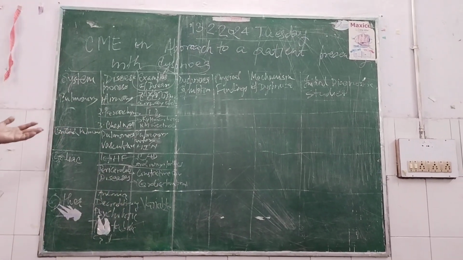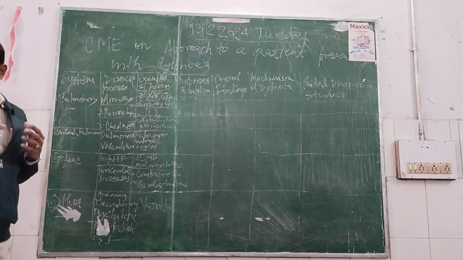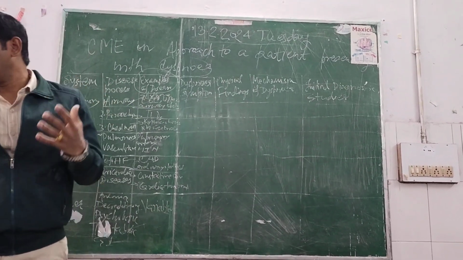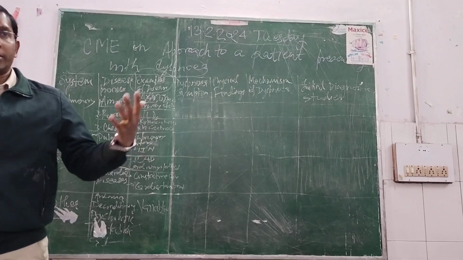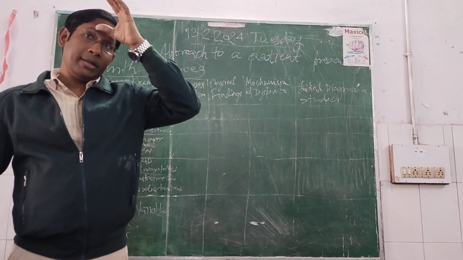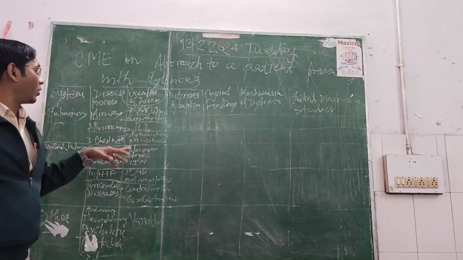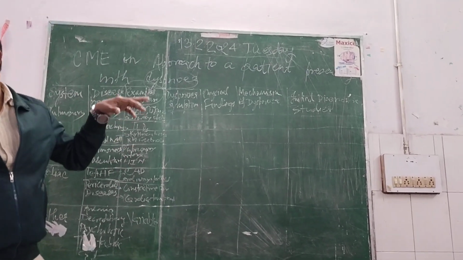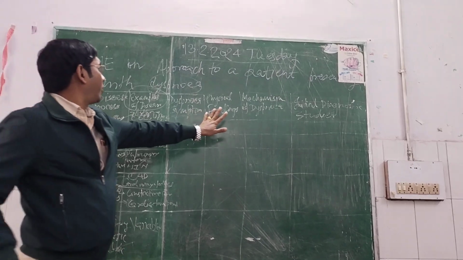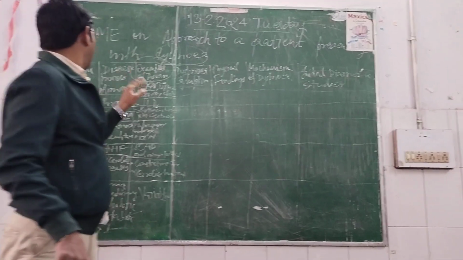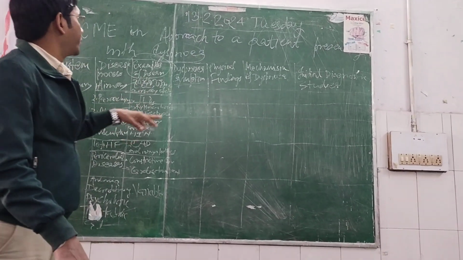And what will be the finding in case of chest wall disease? Chest wall is compromised. The physical findings will be decreased diaphragm excursion during respiration. The movement of diaphragm will be very restricted. That is called decreased diaphragm excursion. This will be the physical findings in case of chest wall disease like kyphoscoliosis.